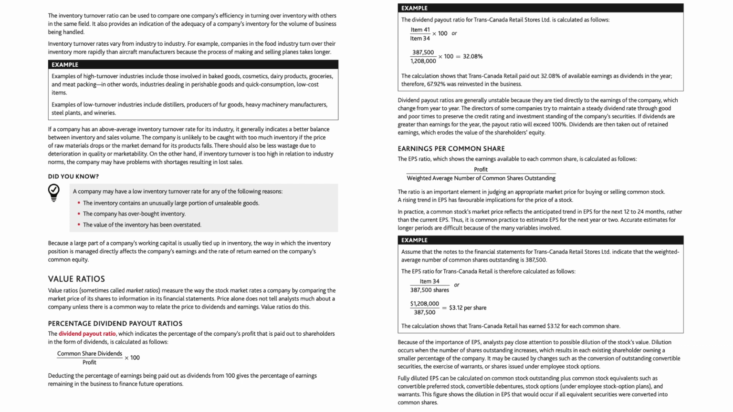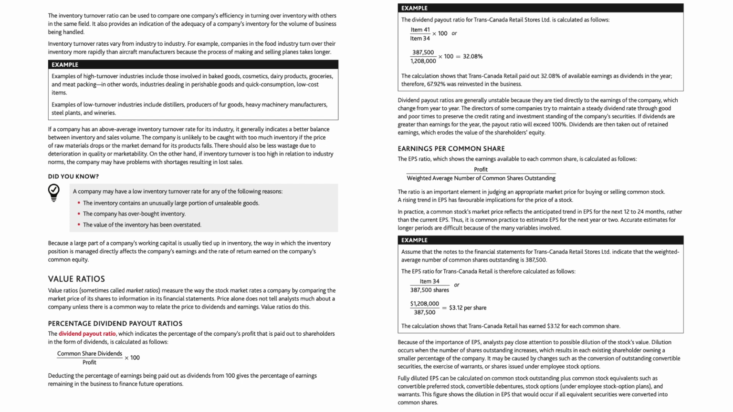The directors of some companies tried to maintain a steady dividend rate through good and poor times to preserve the credit rating and investment standing of the company's securities. If dividends are greater than earnings for the year, the payout ratio will exceed 100%. Dividends are then taken out of retained earnings, which erodes the value of the shareholders' equity.